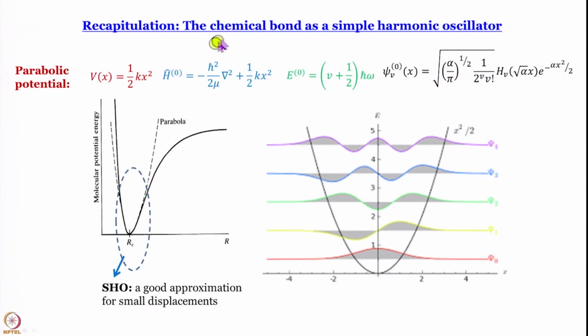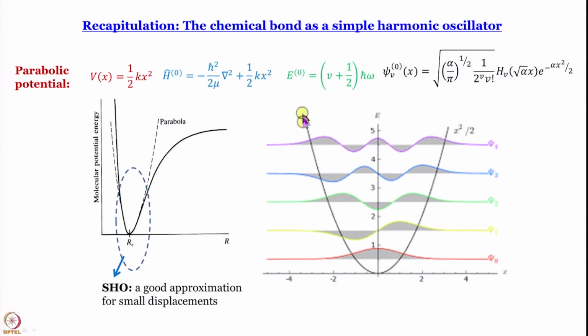To do that, let us recapitulate what we have studied about simple harmonic oscillators. Parabolic potential, as I said, V of x is equal to half kx square. The unperturbed Hamiltonian is minus h cross square by 2 mu del square plus half kx square, and here I do not remember if I said this already. If I have not, let me say it once again. Please remember that when you have two bodies m1 and m2, mu is more like m1 if m1 is a smaller mass. Mu is always like the smaller mass. When we talk about relative motion, it is like the smaller mass, plus half kx square.